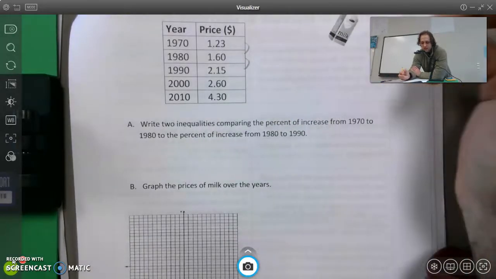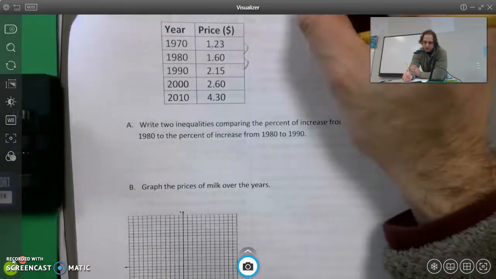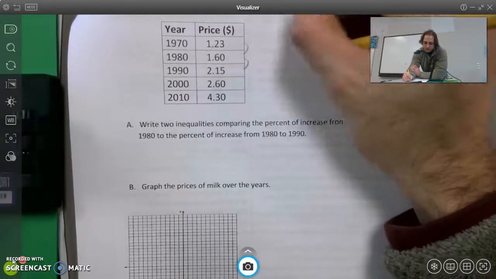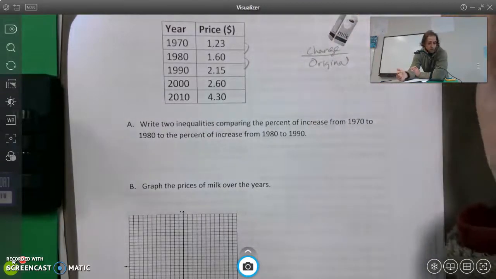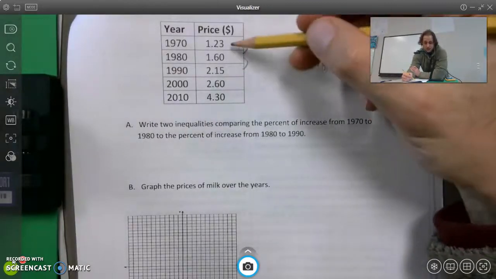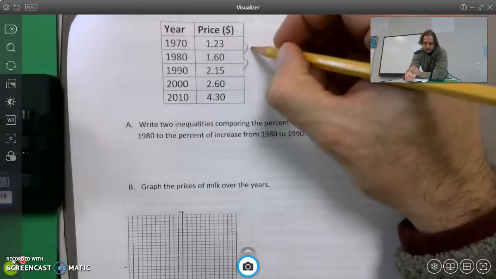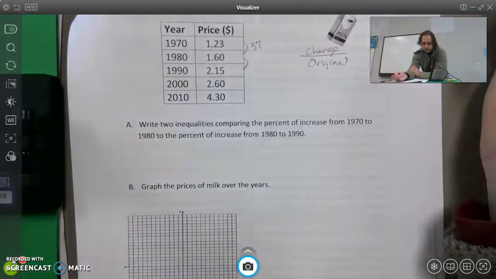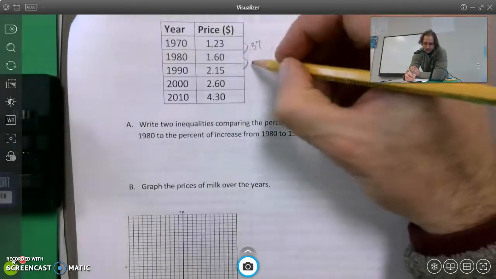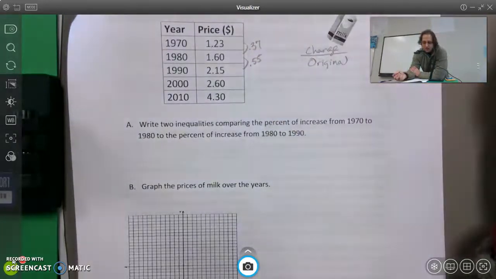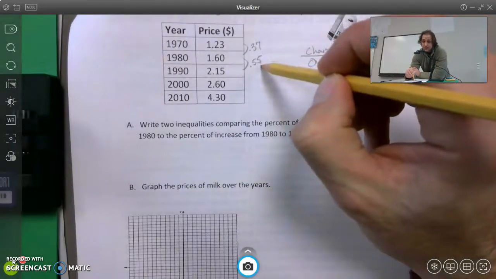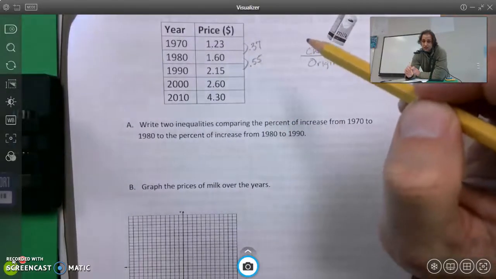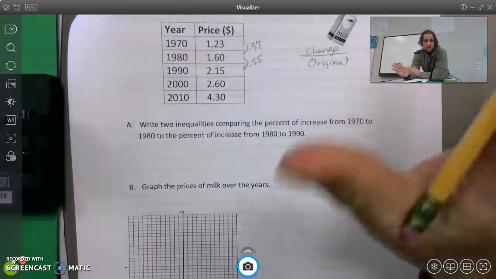So the first thing we would need to do is figure out, remember our formula is change over original. So we need to figure out by what did this change? Like how much change is there in these two amounts? And that is a change of 37 cents. And this is a change of 55 cents. Now you may be thinking to yourself, 55 cents is more than 37 cents. But that doesn't mean that it is a greater percent of change.